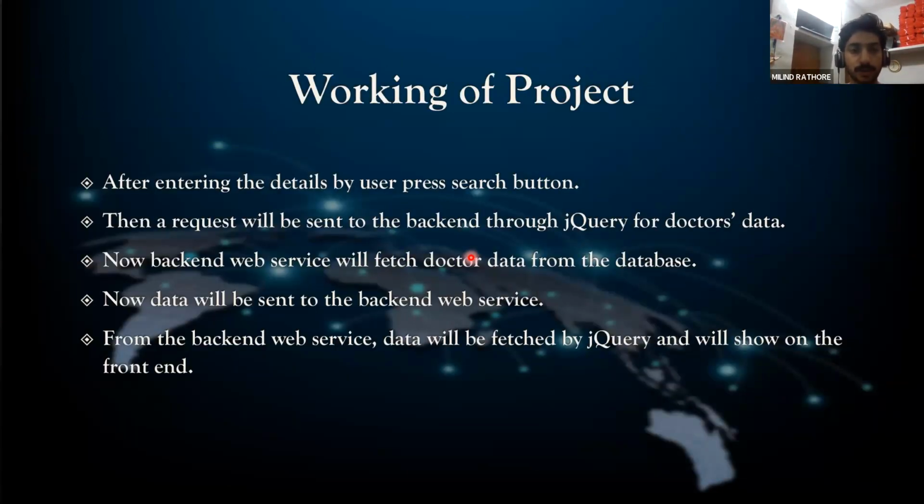Now, what's the working of the project? First, the user has to enter the details and press the search button. Then a request will be sent to the backend through jQuery for doctor's data. And then, in the backend section, the web service will fetch the doctor data from the database. Then the data will be sent to the backend web service, and from the backend web service, the data will be fetched by jQuery and shown on the front end.